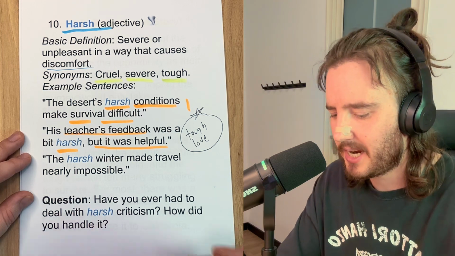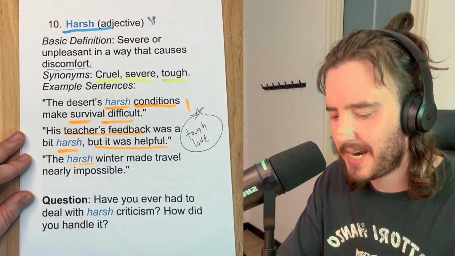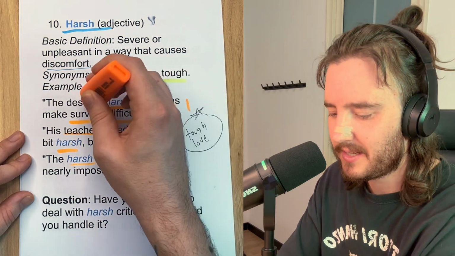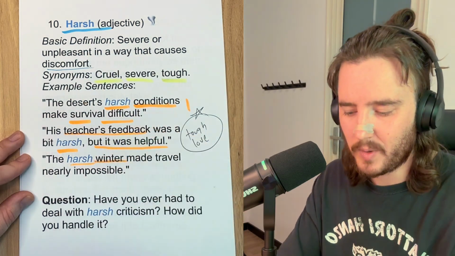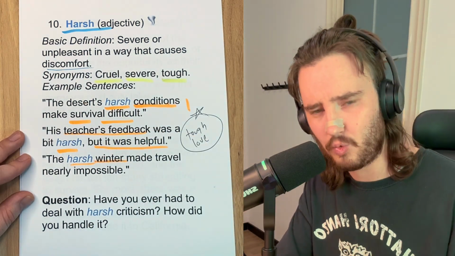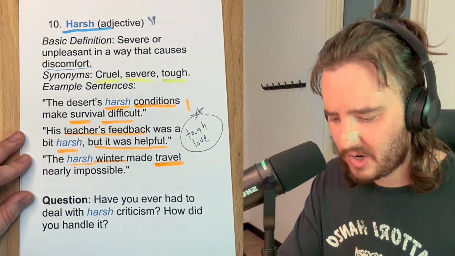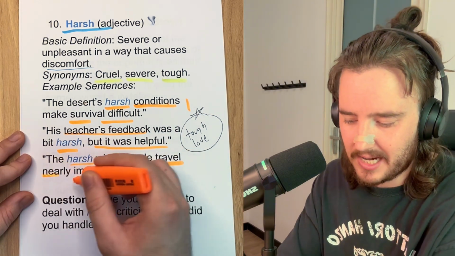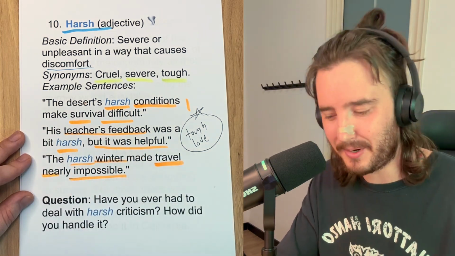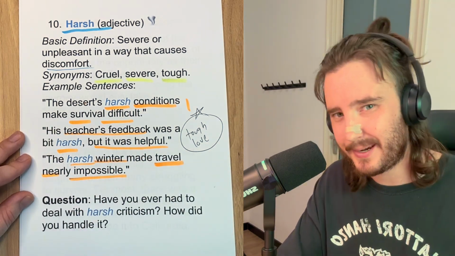Once again, we're seeing harsh conditions, right? There were harsh conditions in the desert. During winter, we can see harsh conditions as well, harsh travel conditions, so harsh that it made travel nearly impossible, or almost impossible, right? Now, here's a question.